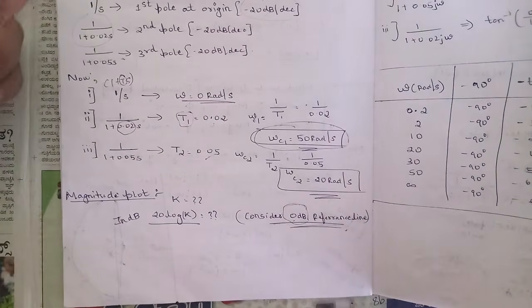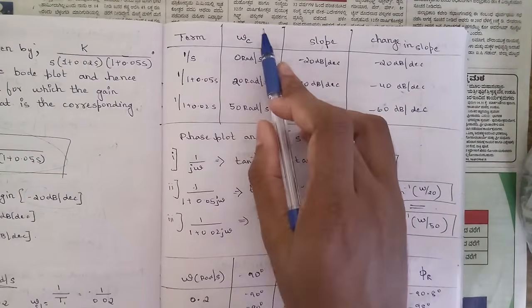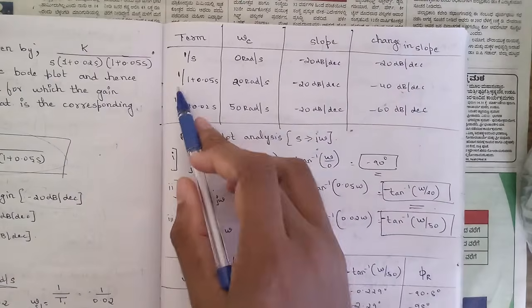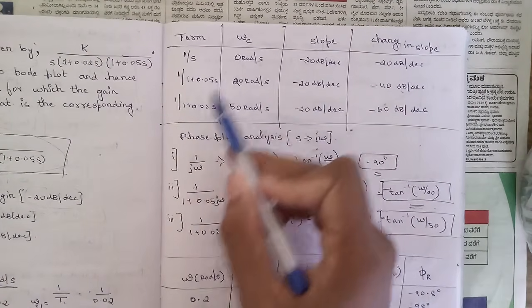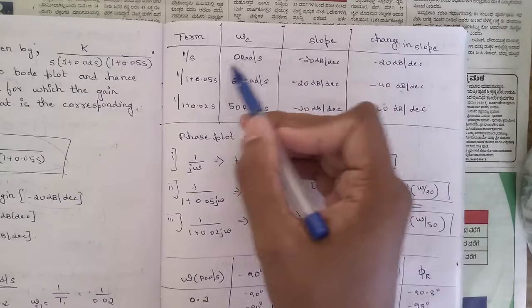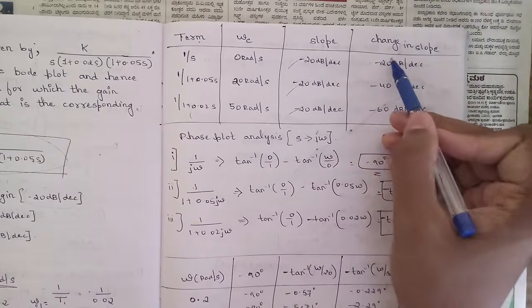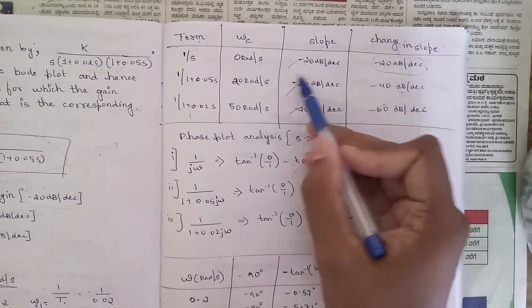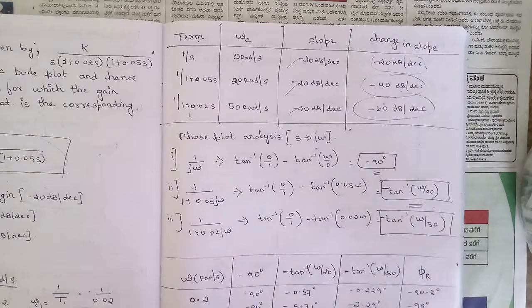Then again the same thing: make the columns of term, corner frequency, slope, and change in slope. Write the terms in the ascending order of corner frequencies: 1 by s, 1 plus and so on. Since all of these are poles, the slope is minus 20 only. Then the change in slope is first minus 20, then if we add minus 20 again, it would be minus 40. If we add minus 20 again, it would be minus 60.